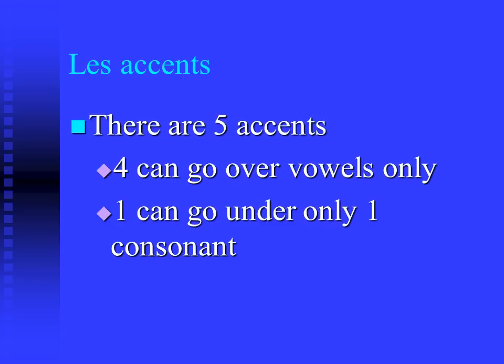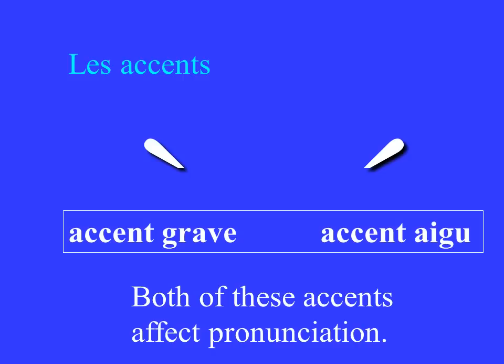Now you're going to take notes on the accents, les accents, on the sheet of paper Madame gave you in class, or if you can't find that, then you may download it from the blog. There are 5 accents. 4 can go over vowels. 1 goes under only 1 consonant. The 2 most common accents are the accent grave and the accent aigu.